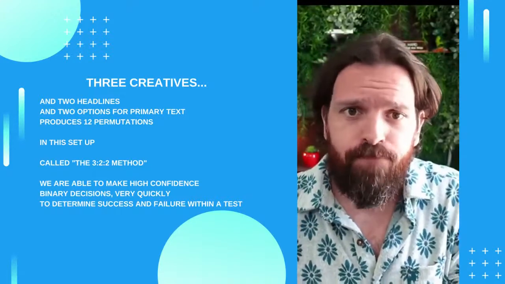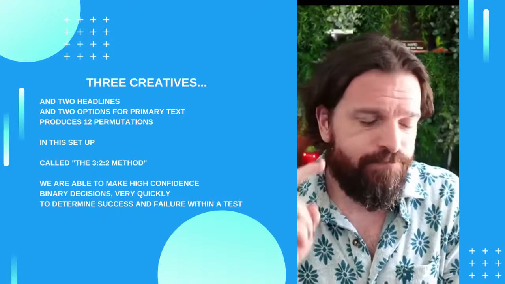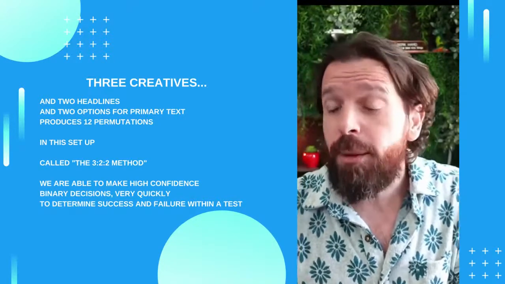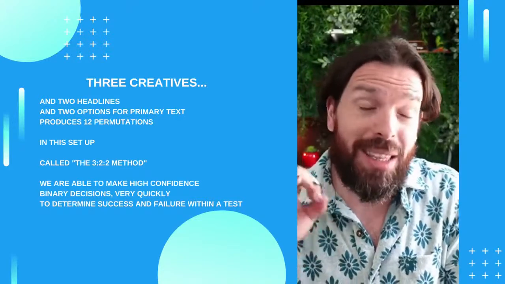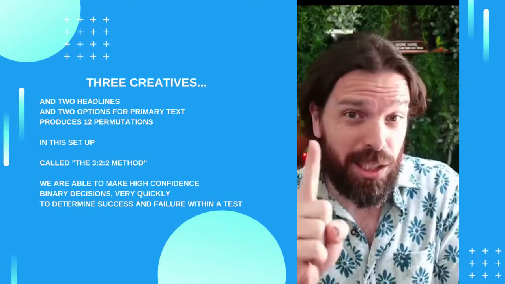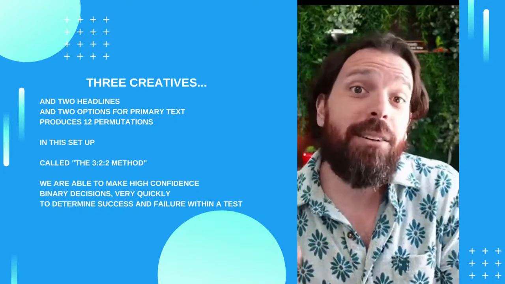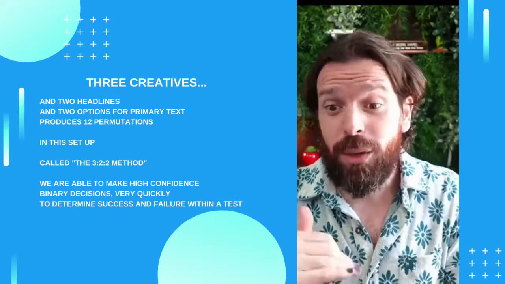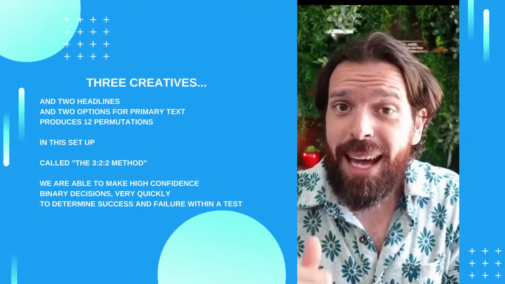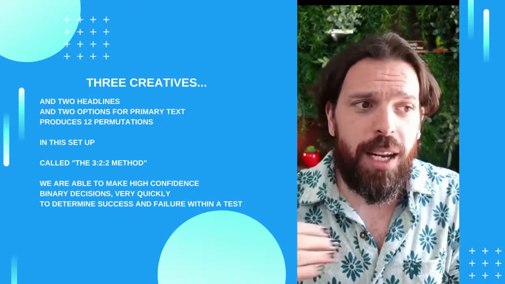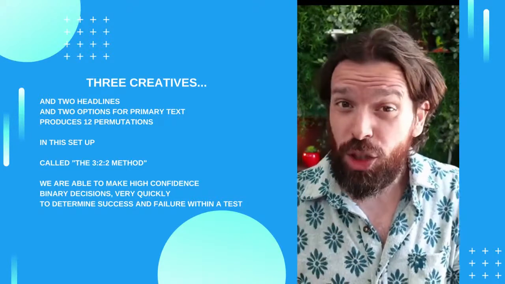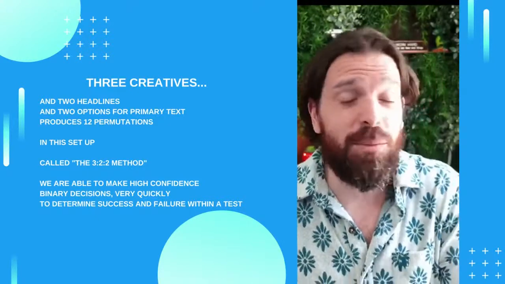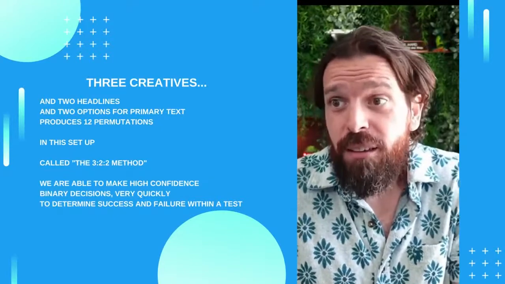3 creatives, 2 headlines, 2 primary text. That'll produce 12 permutations. In this setup called the 3-2-2 method, we are able to, with extreme confidence and statistical significance, make binary decisions very quickly so that we can determine success and failure within a test in a systematic, easily repeatable way, which means we never have to worry about our own human judgment and human error getting in the way of the success that honestly the machine is doing and producing for us.